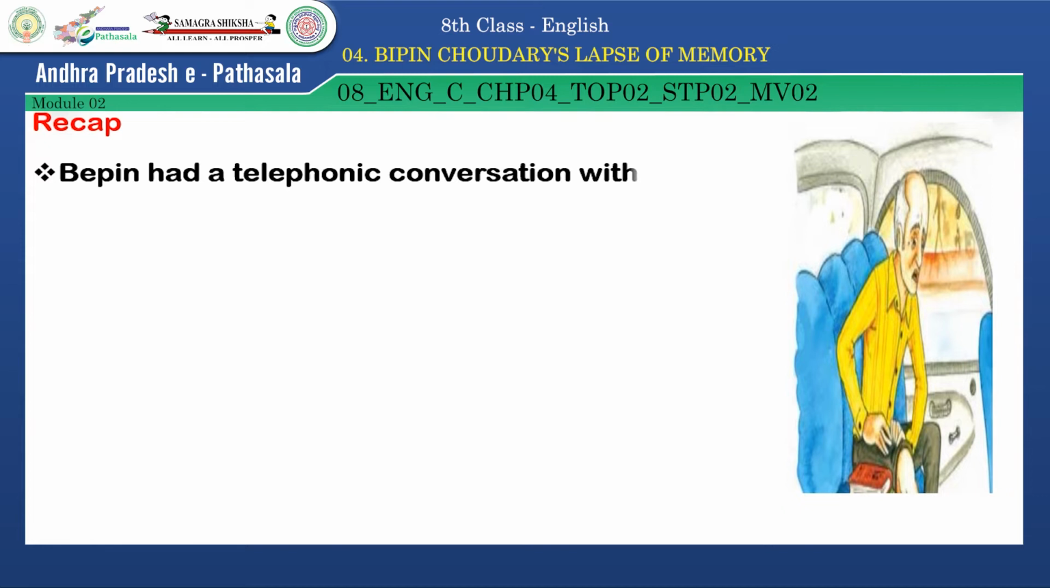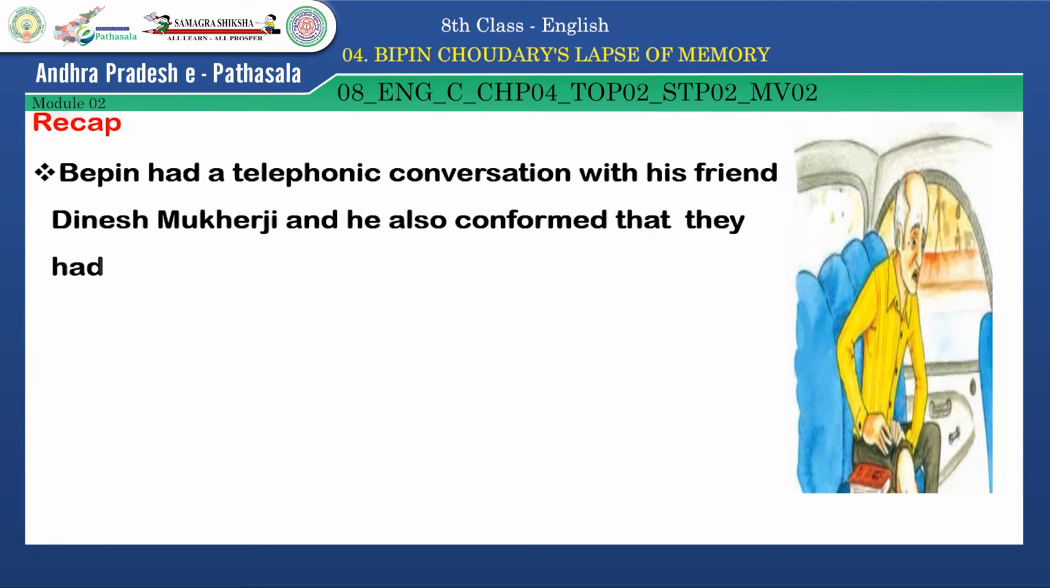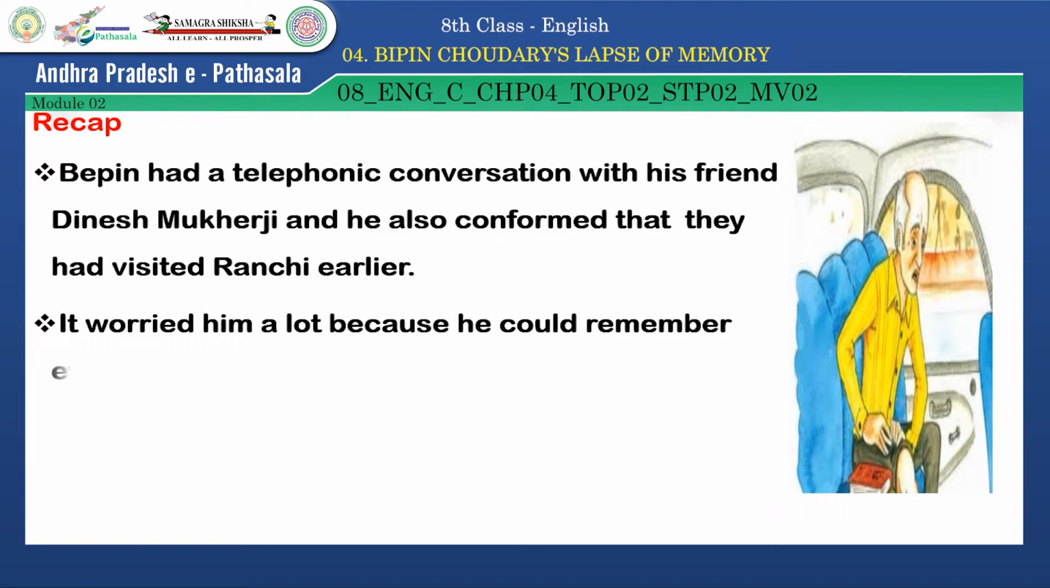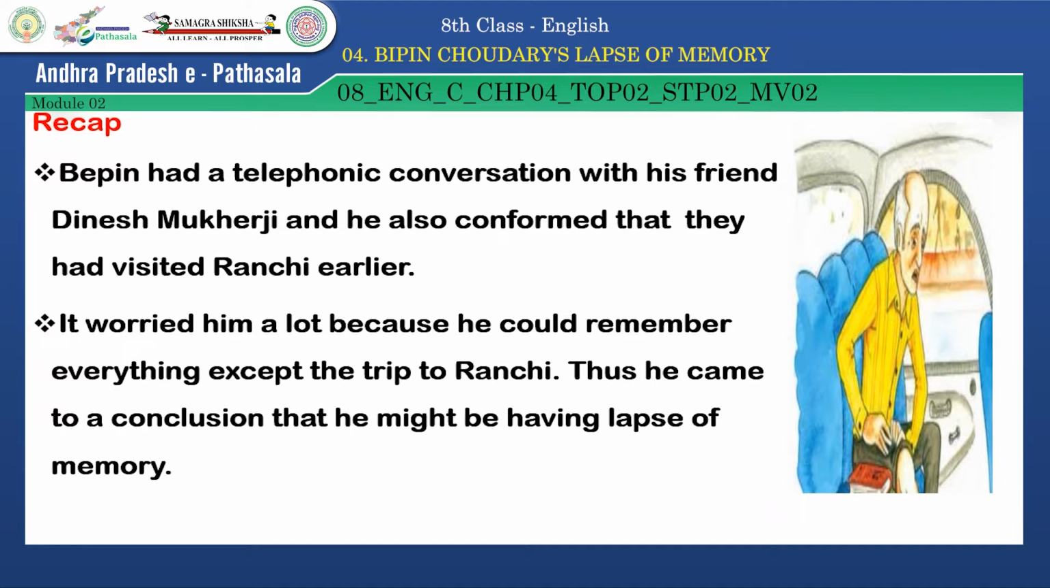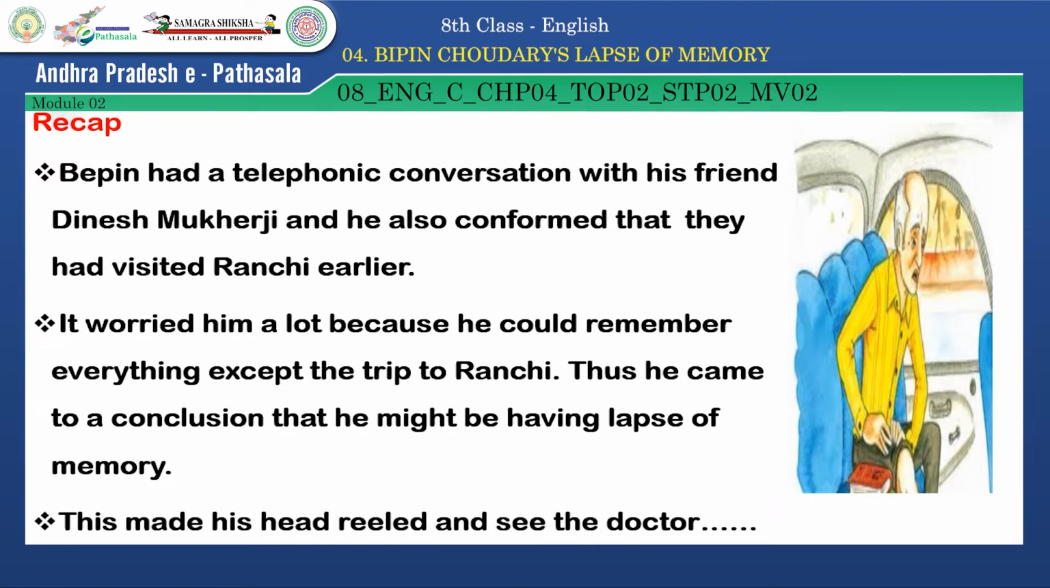Bipin had a telephonic conversation with his friend Dinesh Mukherjee, and he also confirmed that they had visited Ranchi earlier. It worried him a lot because he could remember everything except the trip to Ranchi. Thus he came to a conclusion that he might be having a lapse of memory. This made his head reel and see the doctor.